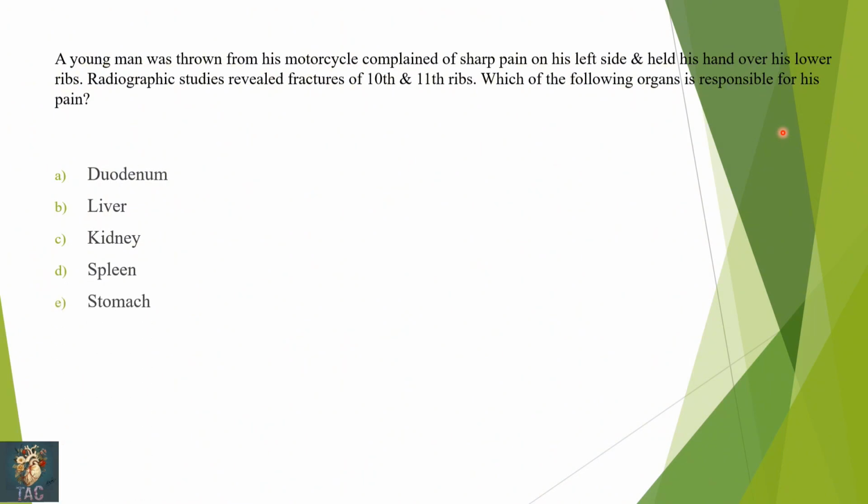So please remember, when the 10th and 11th ribs are fractured, the most commonly affected organ is the kidney, because it is present in relation to the 10th and 11th rib, and this is the answer.